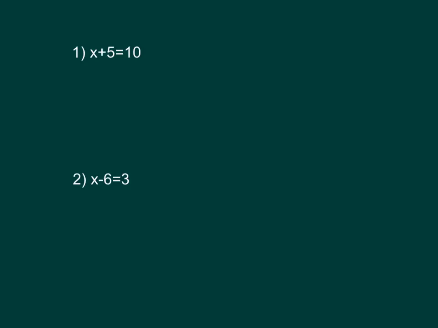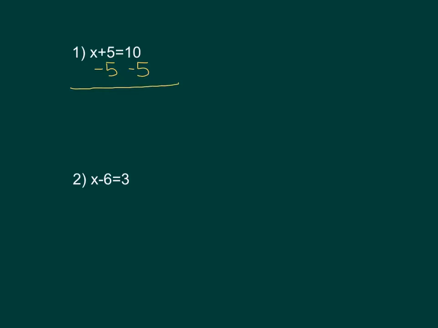So if you look at number 1, our goal is to get x all by itself. And you should see that this 5 is on the same side as the x. So we need to move it over. If you move something from one side of the equal sign to the other side of the equal sign, you have to do the opposite operation. So since that's a positive 5 on the left side, we're going to subtract 5 from both sides of the equal sign.